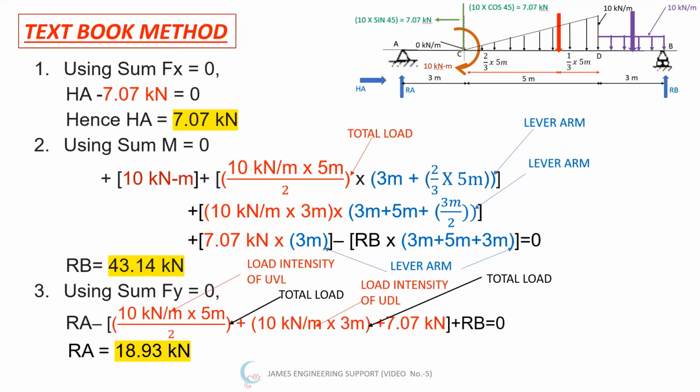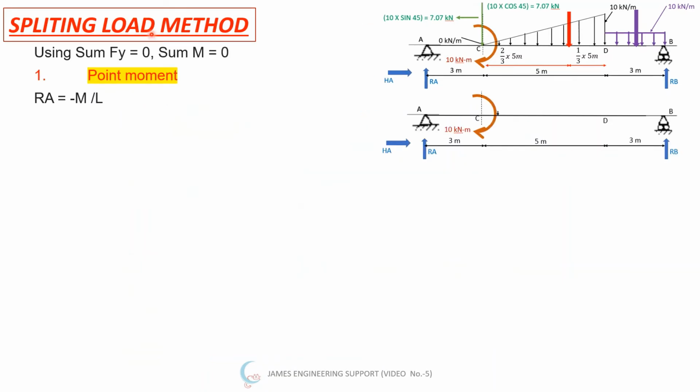Then we will get the value of Ra as 18.93 kilonewton. So this is the regular textbook method which we use when we were in college, but when we start working for some industry or some design office, you use another method, that is the splitting load method, which I am explaining to you now, and it is a method we generally use for checking. So let us start with this.